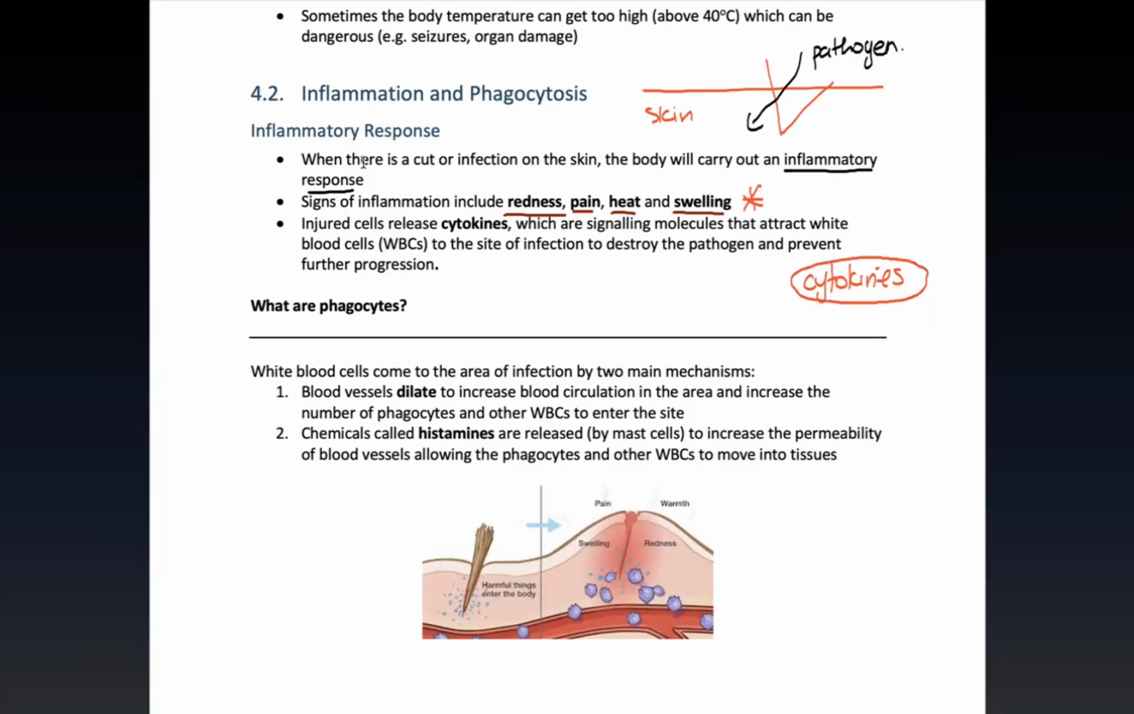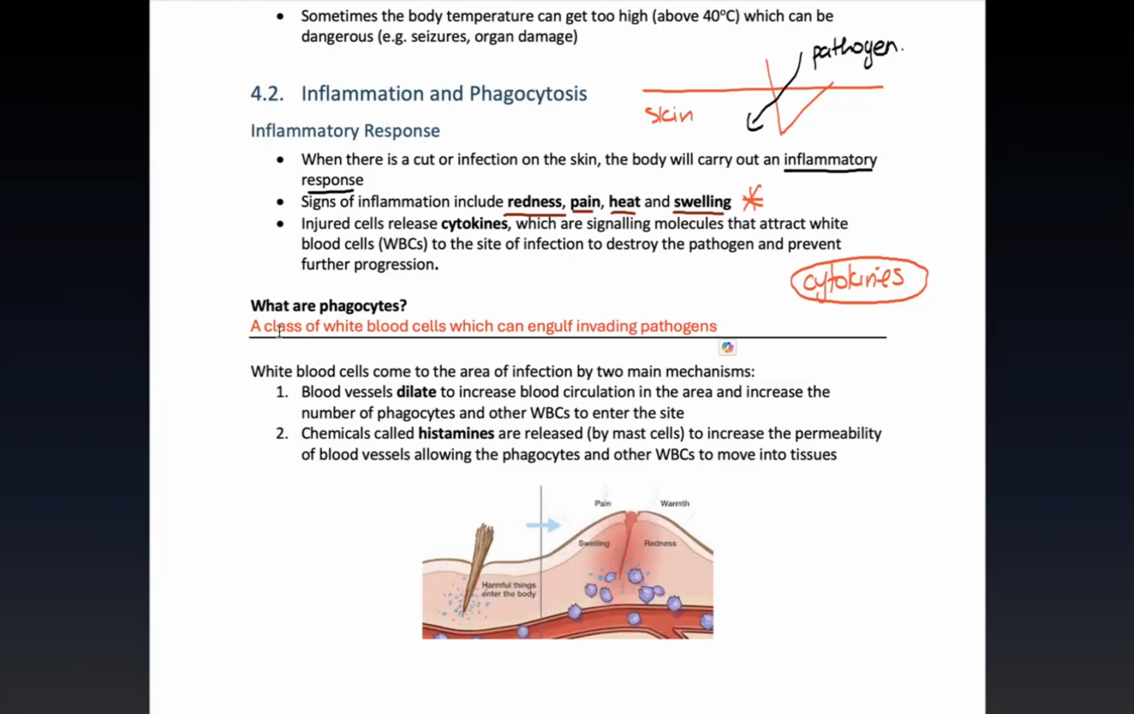So in general, what is the role of white blood cells? Fight against any pathogens. They help with the immune response. So the cytokines are calling these cells to come in. Does anyone know what phagocytes are? And what do they do? Engulf. Exactly. So they're a type of white blood cell that will engulf any invading pathogen.